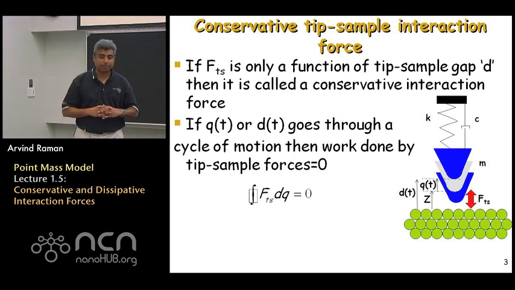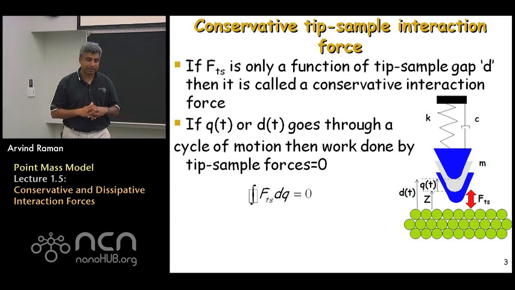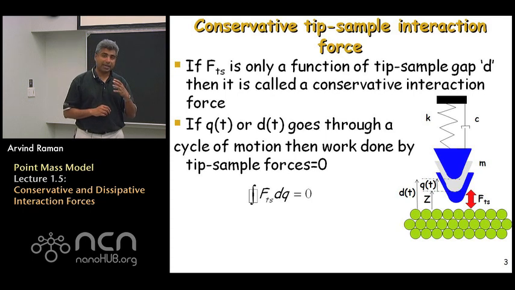And you may recall from basic physics that such forces are described by their dependence on only the position of the particle. And so it happens in this case that whenever there's an interaction force that depends only on the gap d and not on the velocity or the direction in which it's moving, but just on d, the gap at any instant, no matter whether it's moving away from the sample or coming towards the sample, whenever there's such a force, that force must necessarily be conservative in nature.